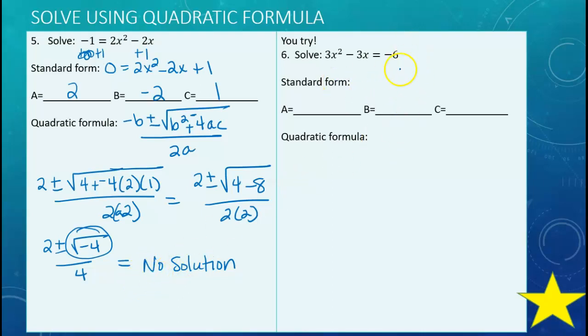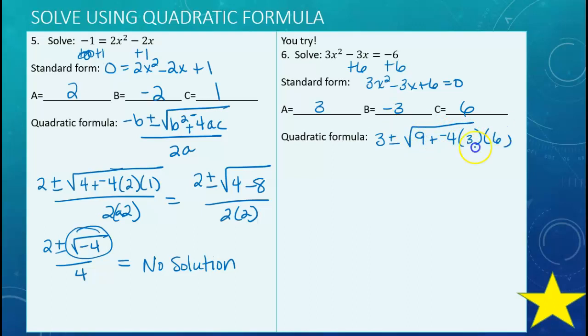You should have started by adding 6 to each side to get this in standard form. So this becomes 3x squared minus 3x plus 6 is equal to 0. That means a is 3, b is -3, and c is 6. You can put this into your quadratic formula. That should have become 3 plus or minus the square root. B squared becomes positive 9 because negative 3 times negative 3 is positive 9, plus negative 4 times A times C, all over 2 times A.